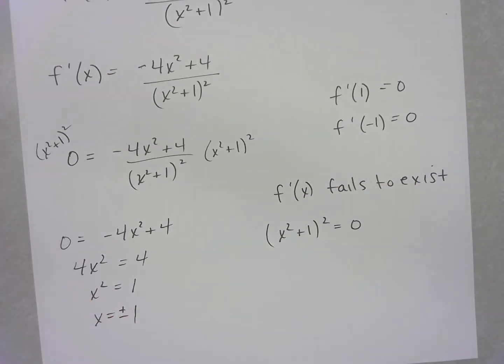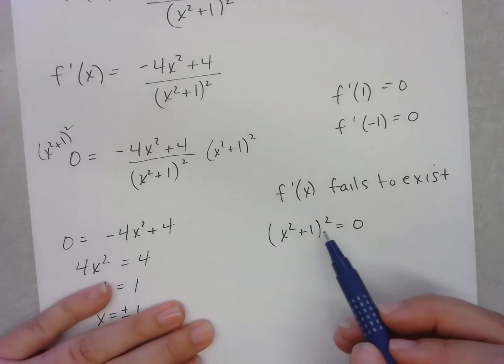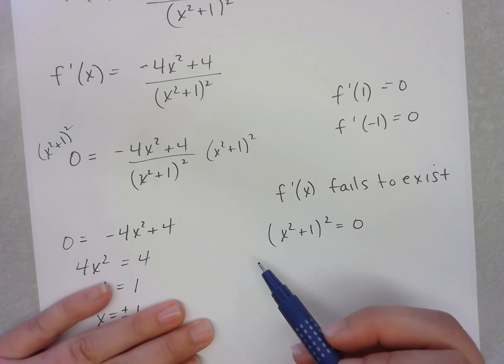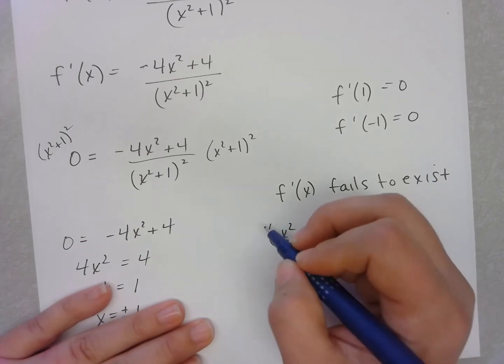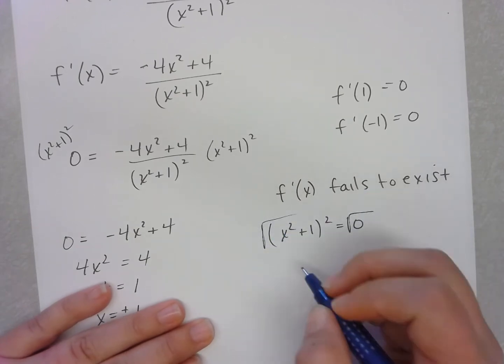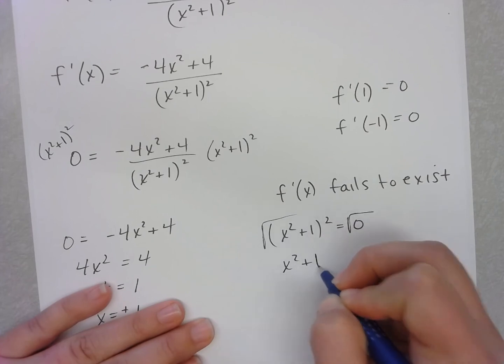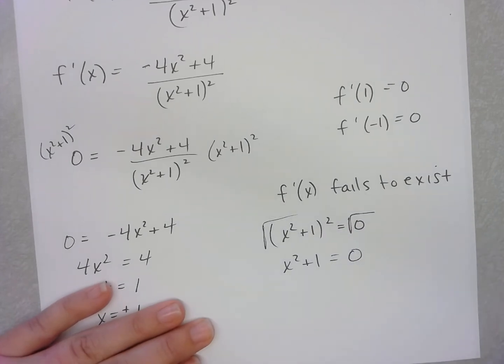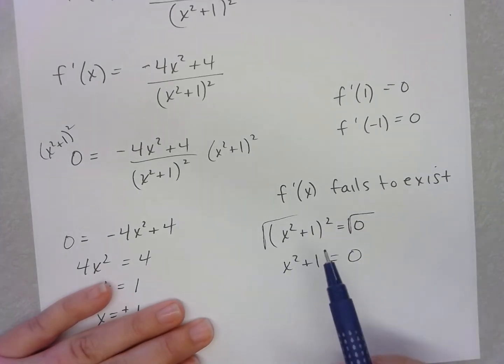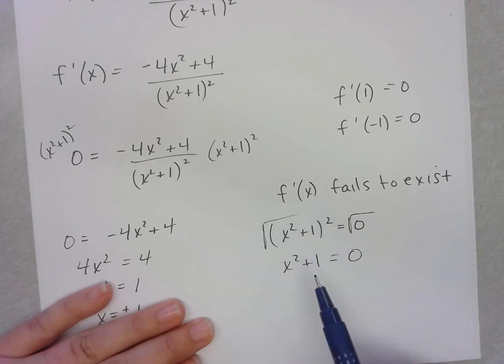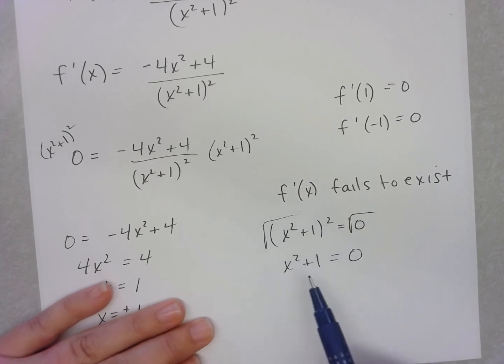Again, this is kind of an algebra step you're going to see me omit from here on out. But whenever I have something to a power, the first thing I'm going to do is undo the power. So I'm going to take the square root of both sides, right? And so I get x squared plus 1 is equal to 0. You're just going to see me, for the most part, drop the power because this happens every single time.